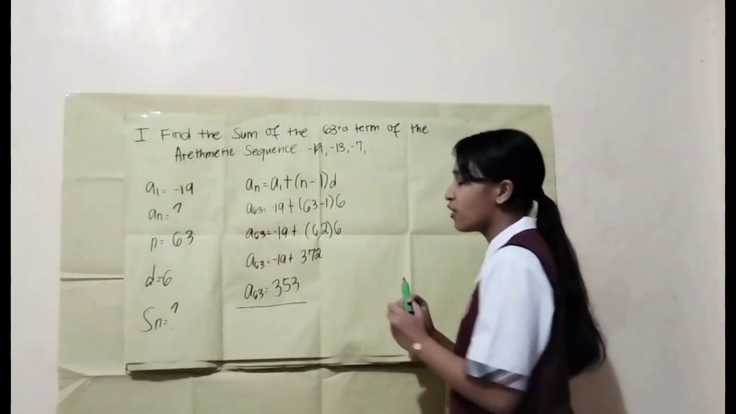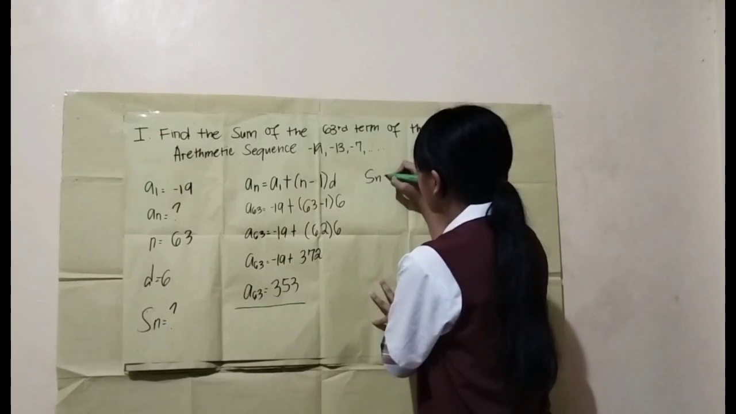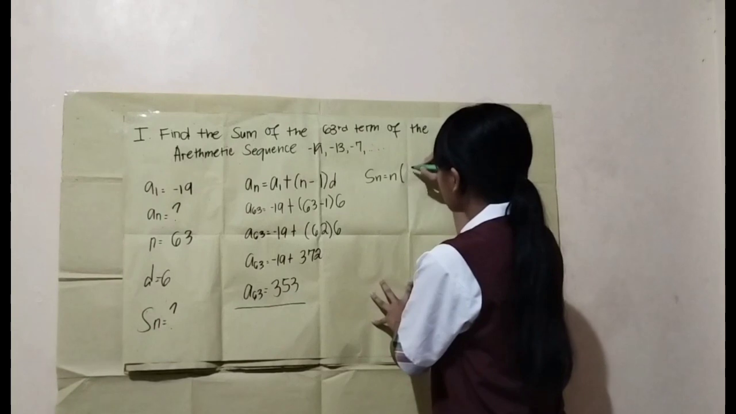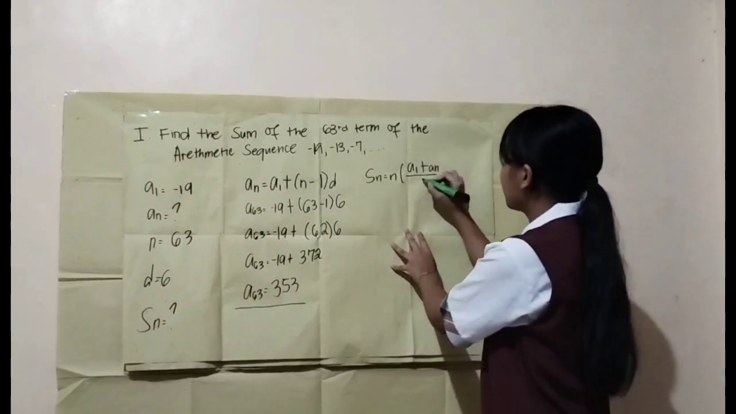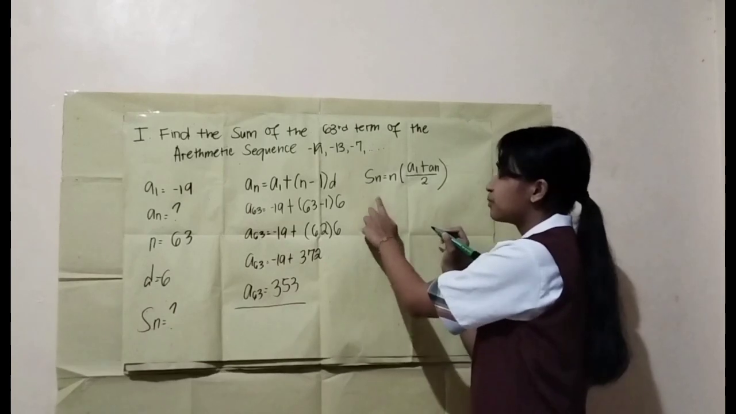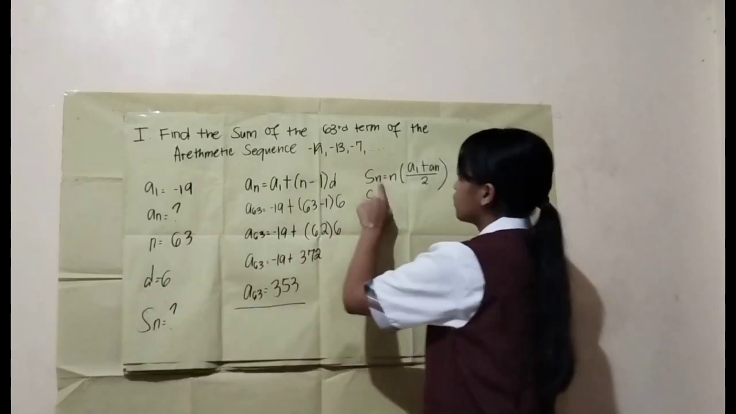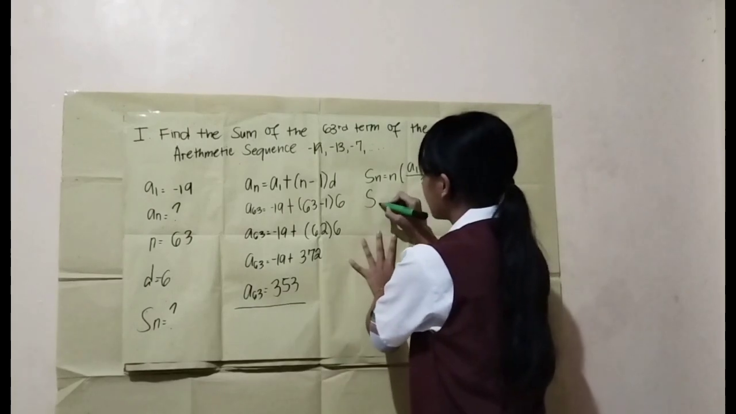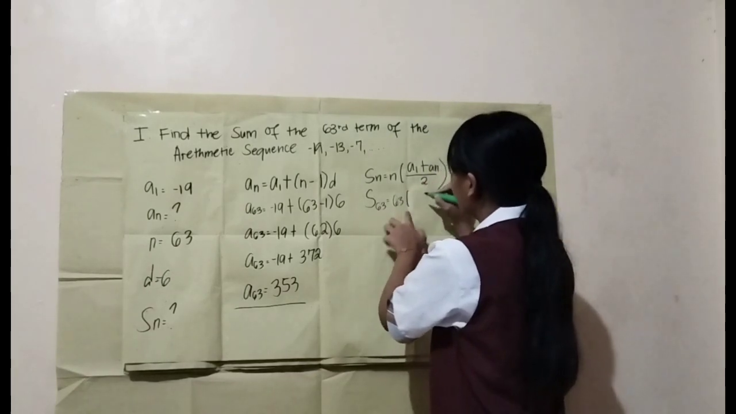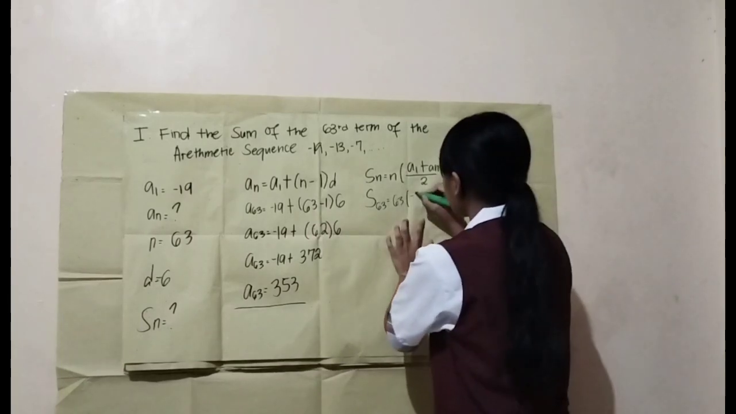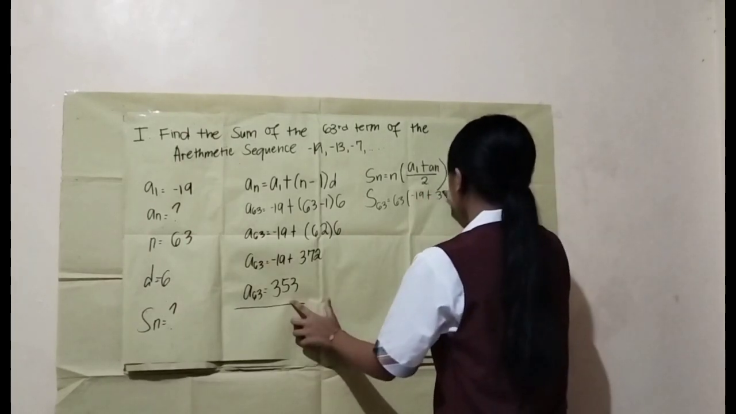Now we would be looking for s sub n, and we would also be using the general equation, which is s sub n is equals to n times the quantity of a sub 1 plus a sub n divided by 2. We would be substituting the value of n to Sn, which is s sub 63 is equals to 63 times the quantity of a sub 1, which is negative 19, plus the value of a sub n, which is 353.